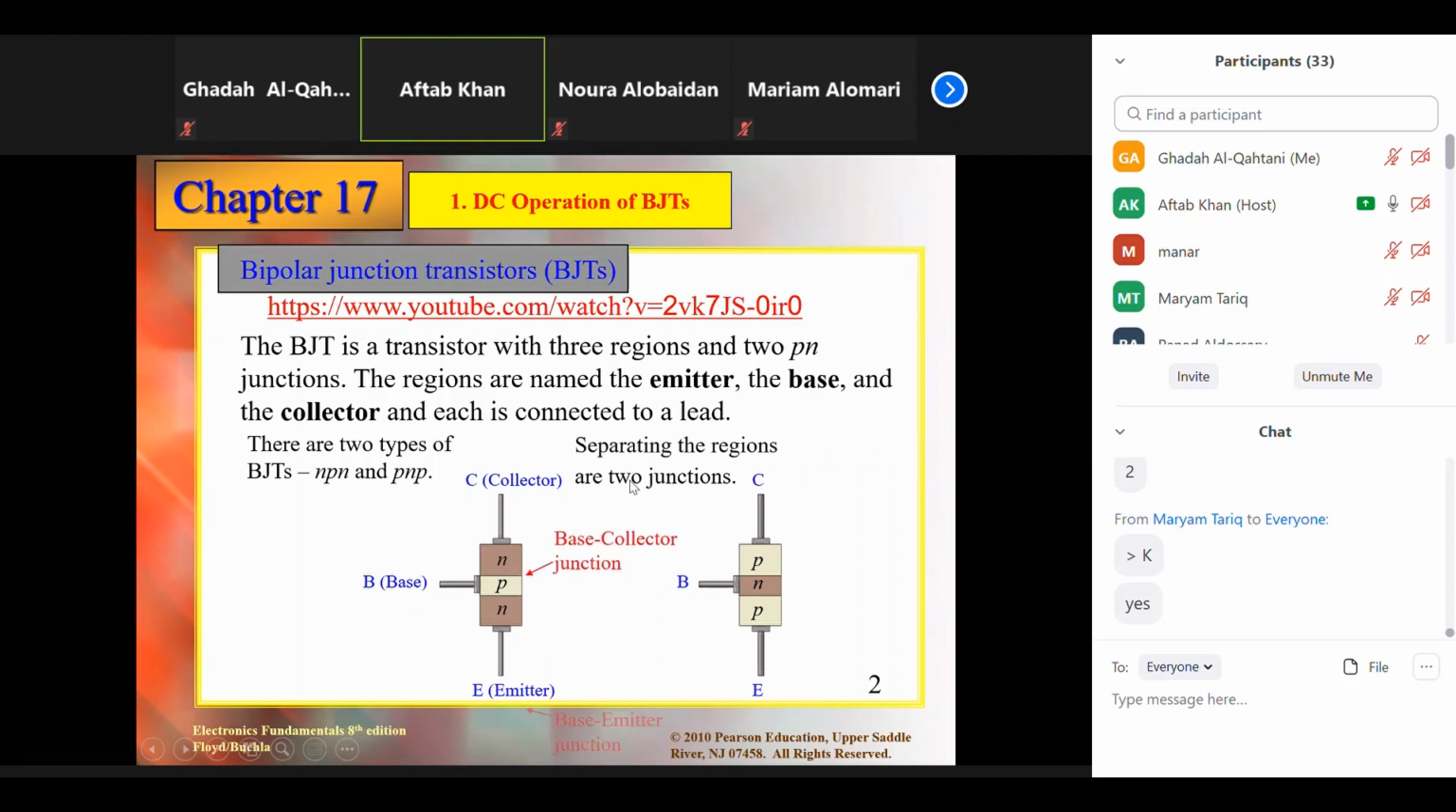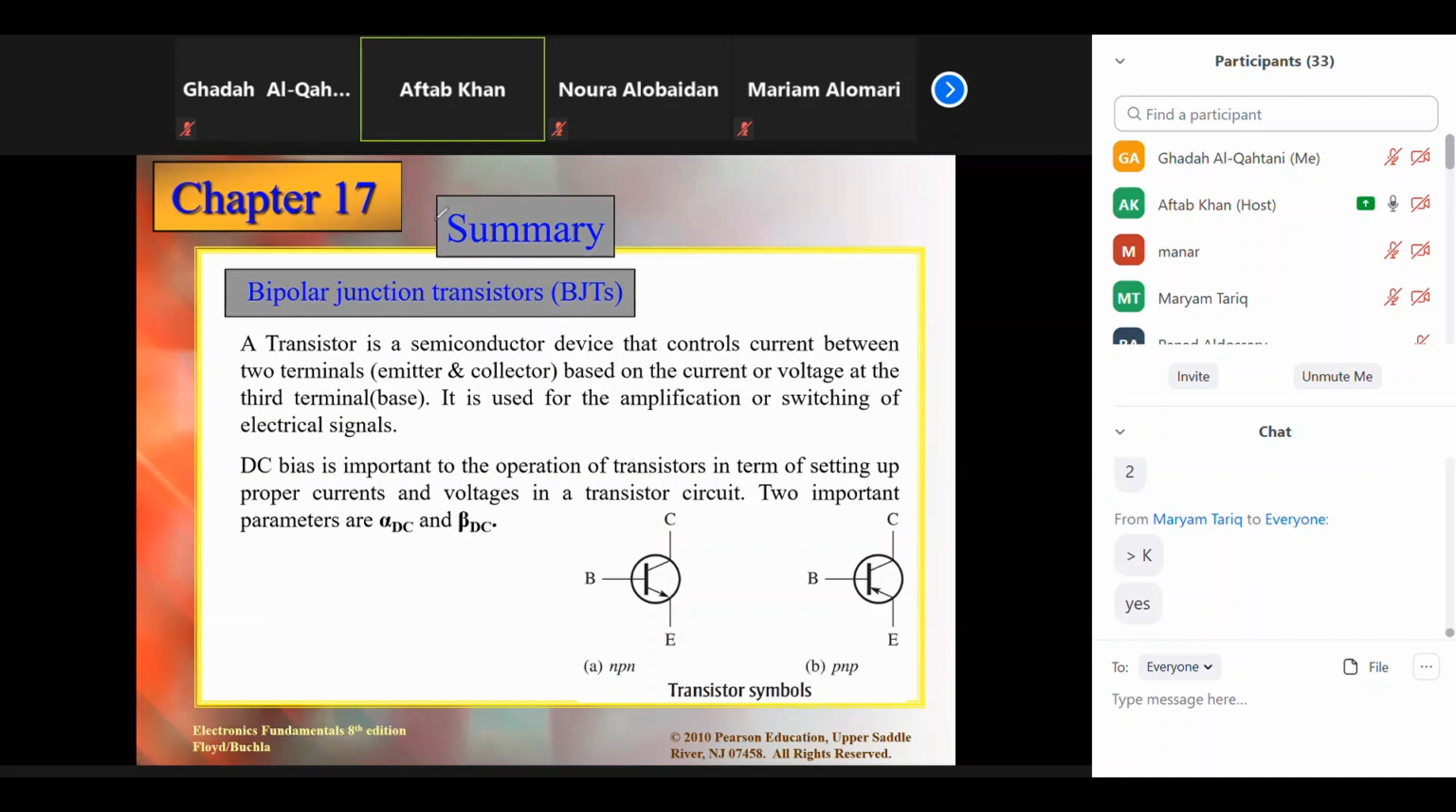Separating these are two junctions: base-collector and base-emitter. I already told you this one. Now this is the symbol of the NPN and this is the symbol of the PNP. You can check both symbols and hope you can identify the difference. What is the difference? Try to identify. Yes, one is the arrow direction. For NPN, it is outward, and for PNP, it is inward. So you just focus on NPN.